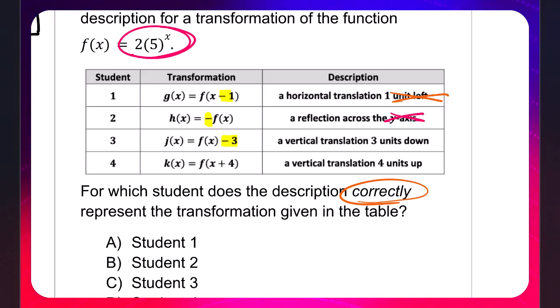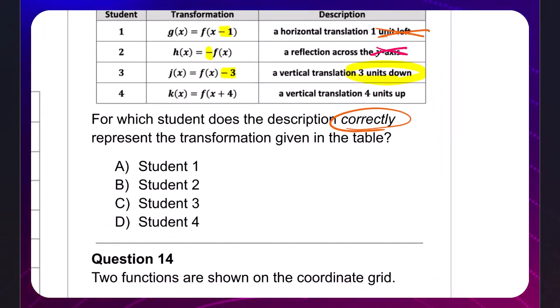-3 from the function, typically at the end of the equation. 3 units down, yes. Okay, so that one is correct. So that is the answer to the question. Let's talk about why this one is not. That one should be left 4. You see how they say 4 units up? No. So student 3 is correct.